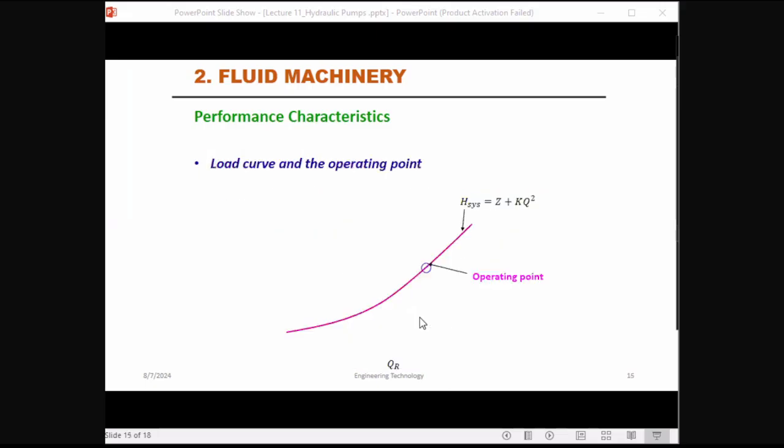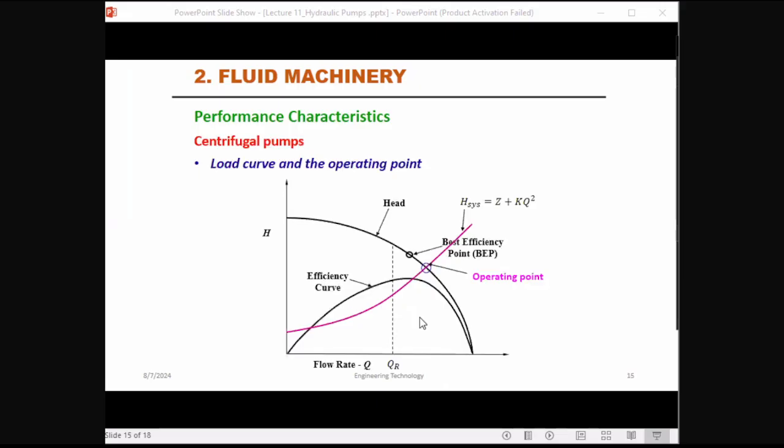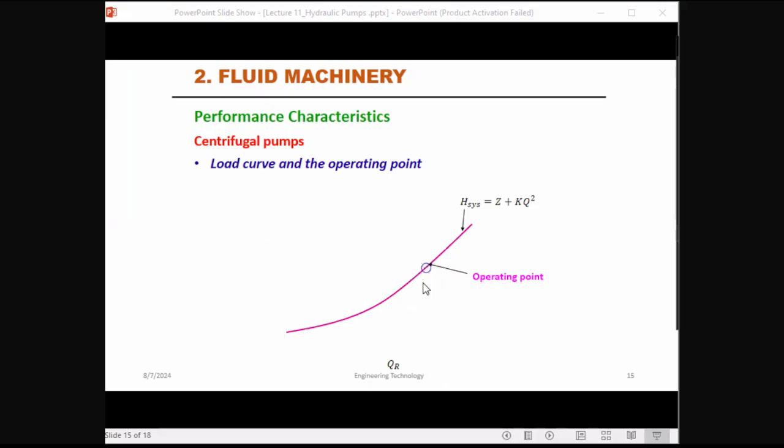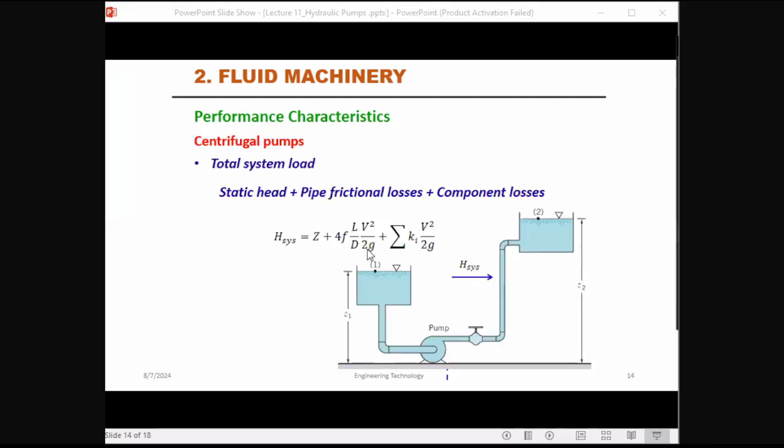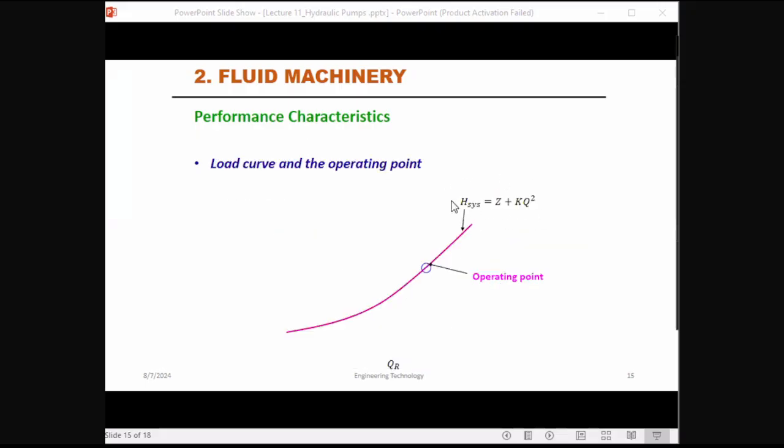Okay, so here you can identify the system head equation, H = Z + KQ². You can convert this V²/2g term into a flow rate equation. Using Q = AV, you can convert the V value to Q values. After that, you will receive this type of equation.